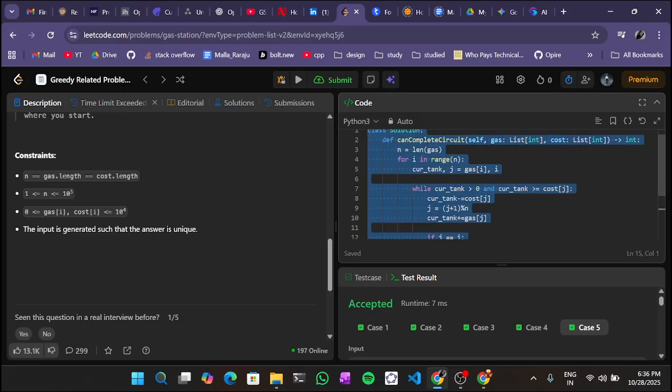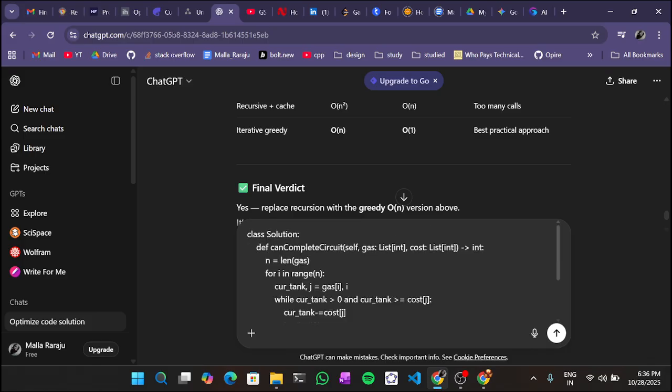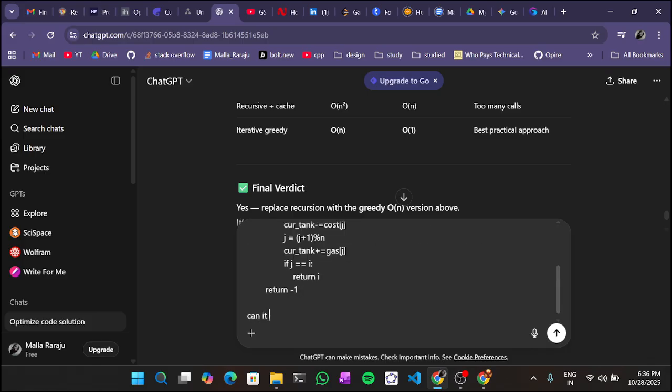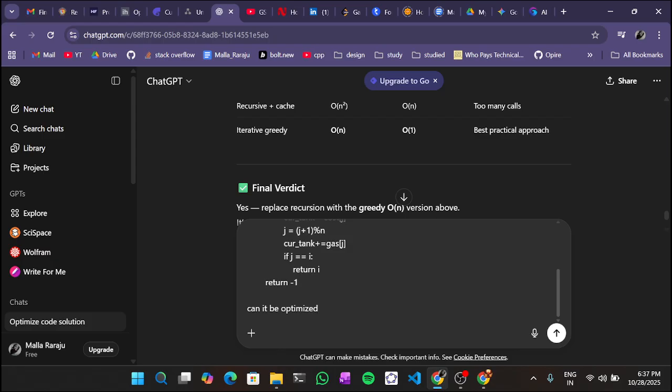We made a solution with order of n square time complexity. Can it optimize it? How would greedy be helpful here? Do we need to sit for it?